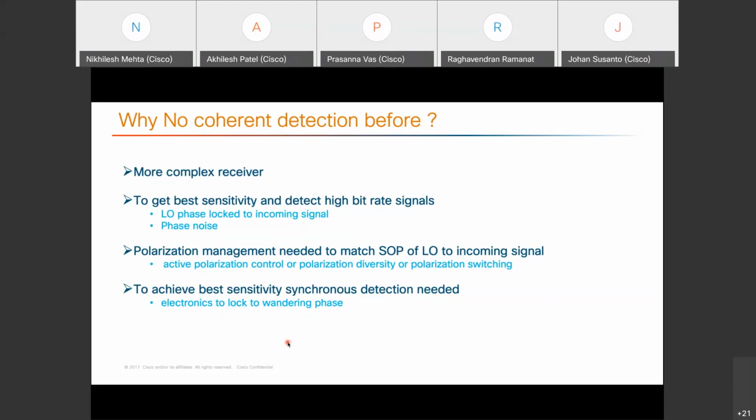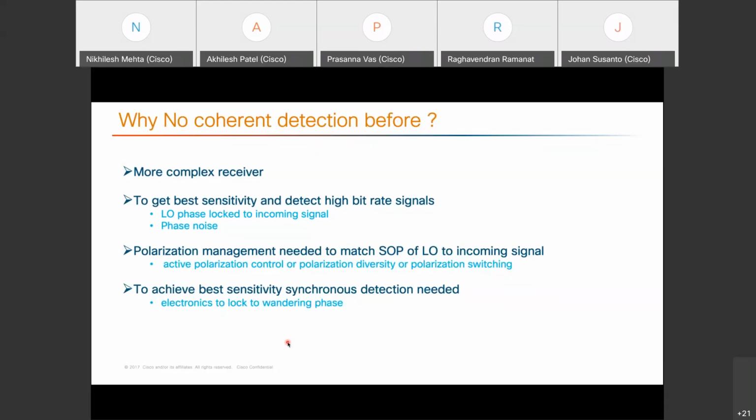The other things are, to get the best sensitivity and detect high bitrate signals, the phase of the local oscillator needs to be locked with the incoming signal. So the local oscillator should have a feedback mechanism so that it can lock its phase with the incoming signal. The other thing is polarization management, needed to match the state of polarization of the local oscillator to the incoming signal. So the polarization should also match. And to achieve the best sensitivity, synchronous detection is needed.